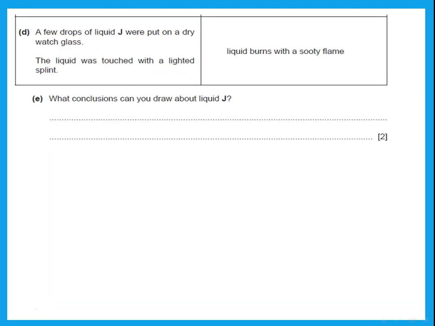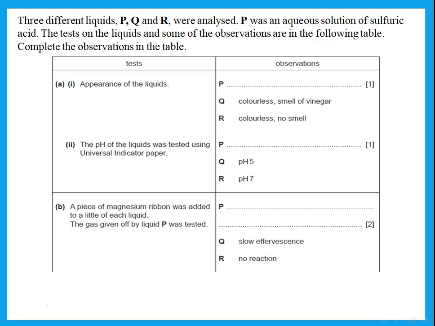A few drops of liquid J were put on a dry watch glass. The liquid was touched with a lighted splint. The liquid burns. Again, if he just says that he put a lighted splint and the liquid burns, that means it is an organic flammable liquid. So what do we know about J? That it is an organic flammable compound.